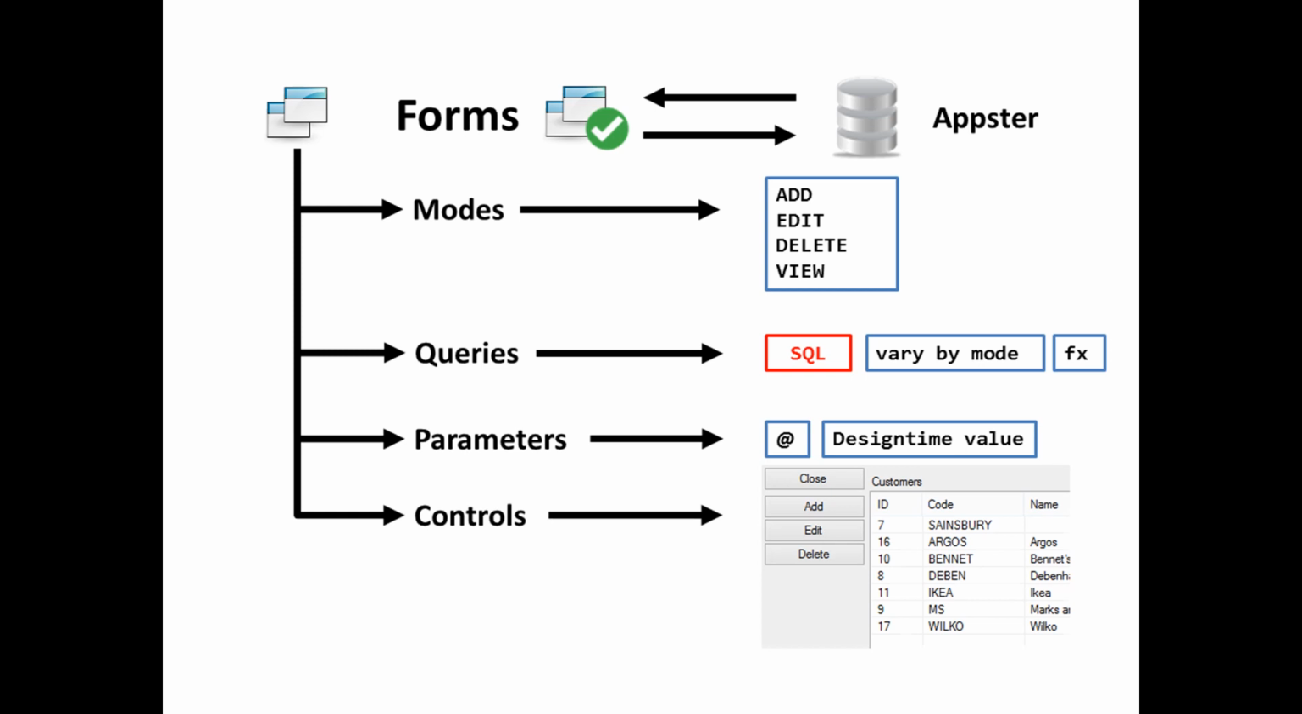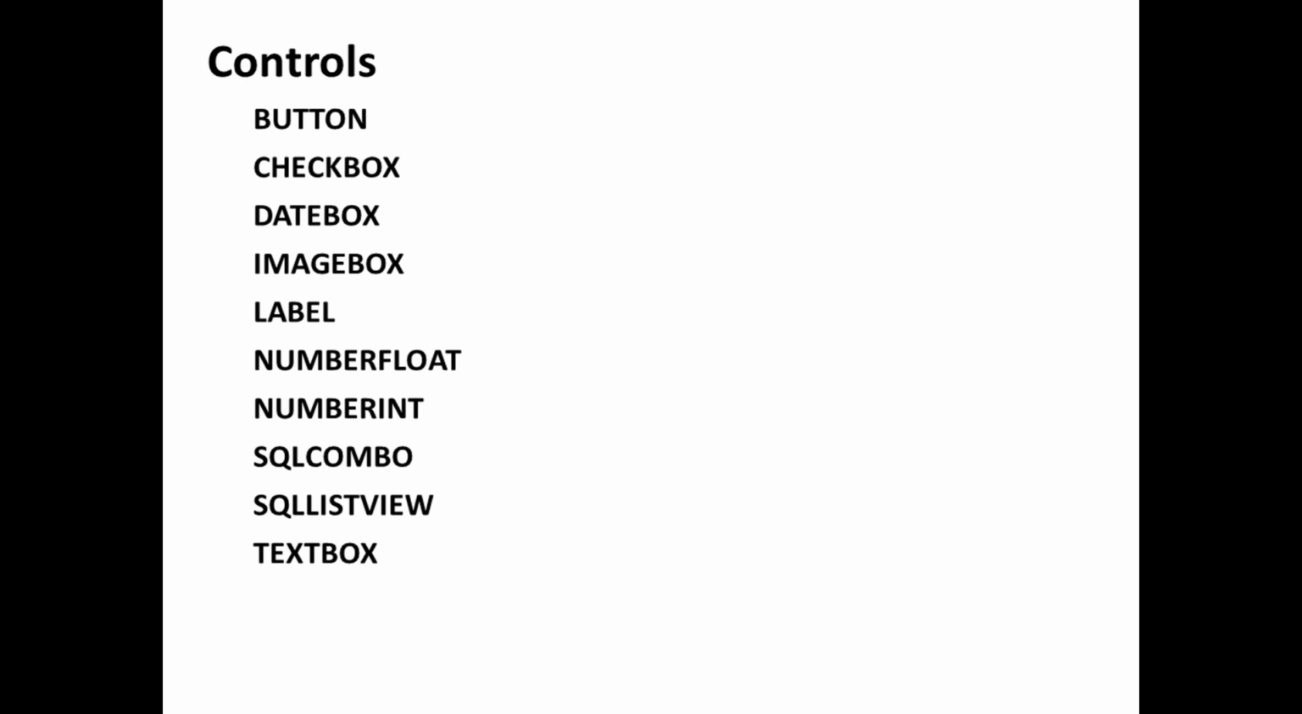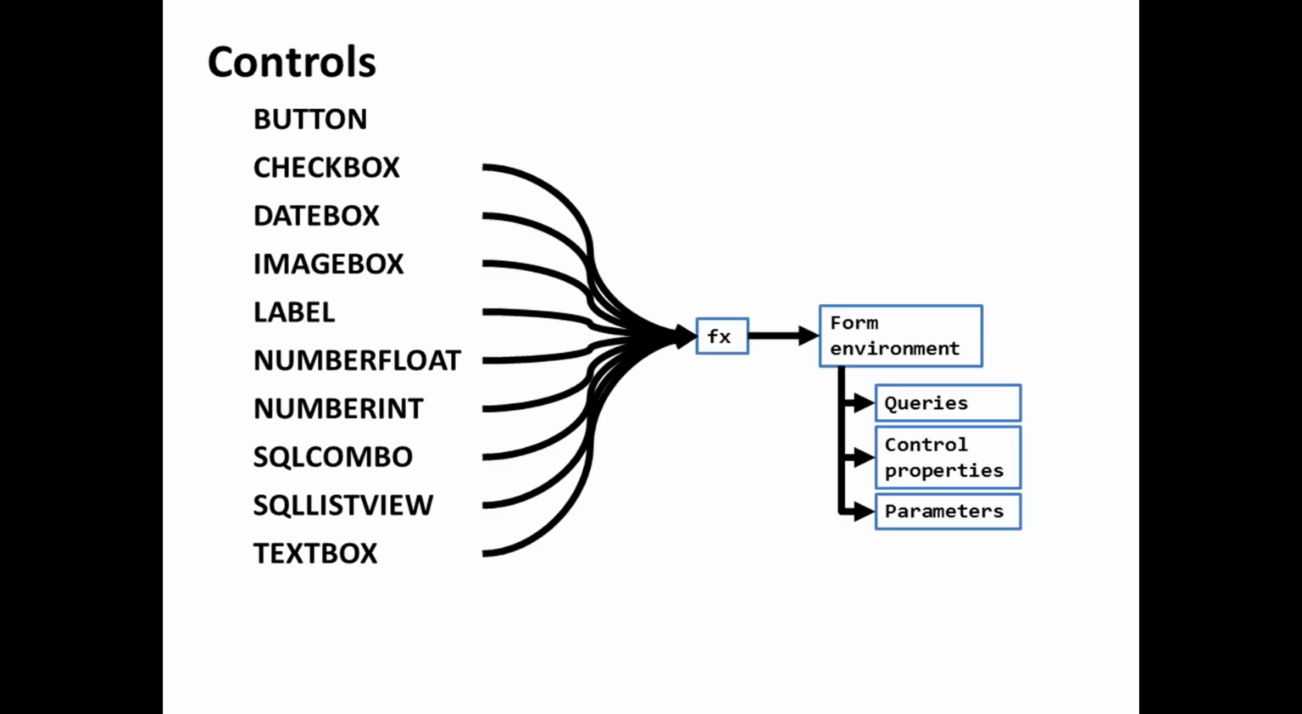Let's take a closer look at controls. Designing a form involves laying out controls on a design surface. There are 10 types of control, which are listed here. Most of the controls, except buttons, can show values that are sourced from expressions, and therefore from the form environment. This means that they can be obtained either from the results of queries, properties of other controls, values of parameters, or actually can just be hard-coded.